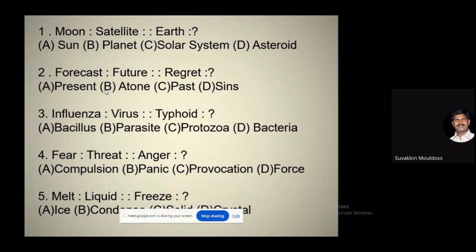Because of provocation, we are angry. We are having anger with others. Everything is connected, but in what way is it related? That is very important. We have to identify that relationship. That is comparison, that is analogy. Analogy is nothing but a relationship between two words, and the same kind of relationship has to be identified.